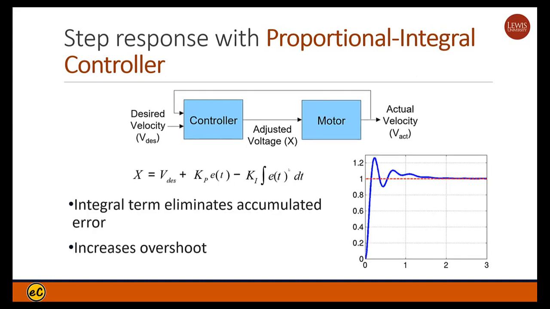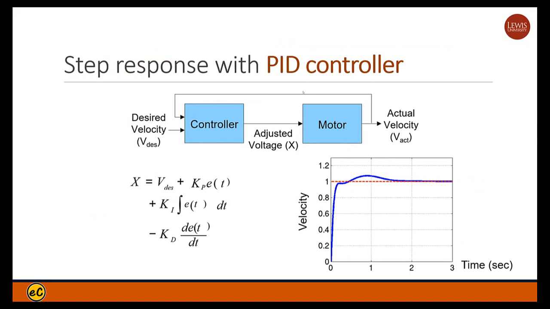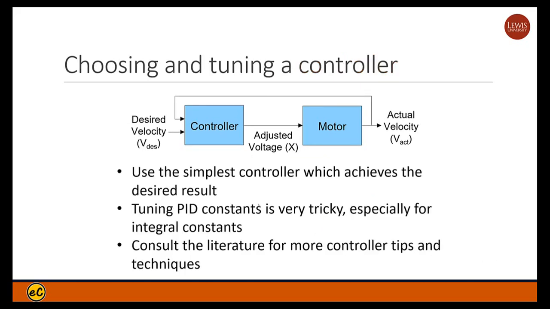Next is the proportional integral controller. This one accumulates the error, so it will increase the overshoot, but it will remove the error term. But the best one would be the PID. You include the integral part and the derivative part, and you will reach the desired speed. But with this one the control is harder.